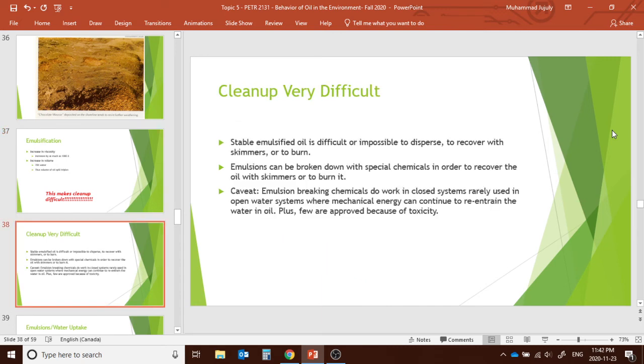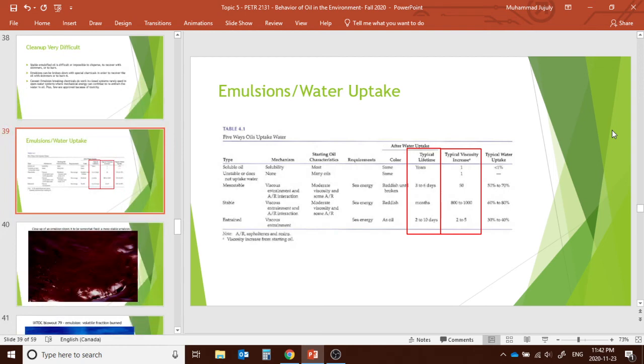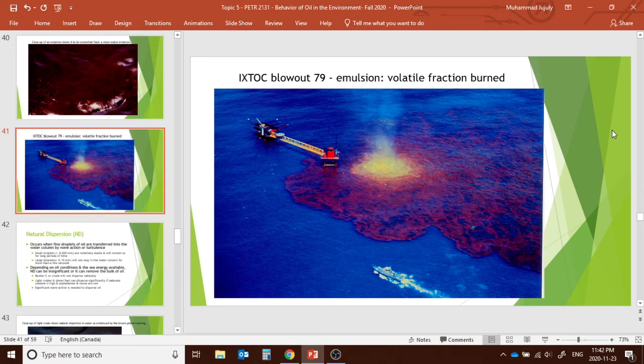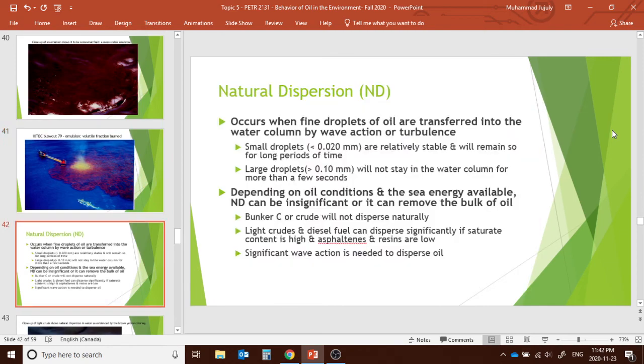Okay, because a stable emulsification is impossible to disperse or recover with skimmers, or even to burn. So that's why this is a big challenge. As you can see here, an emulsion sometimes becomes stable for a longer time. Sometimes you can burn it, but it's really difficult.